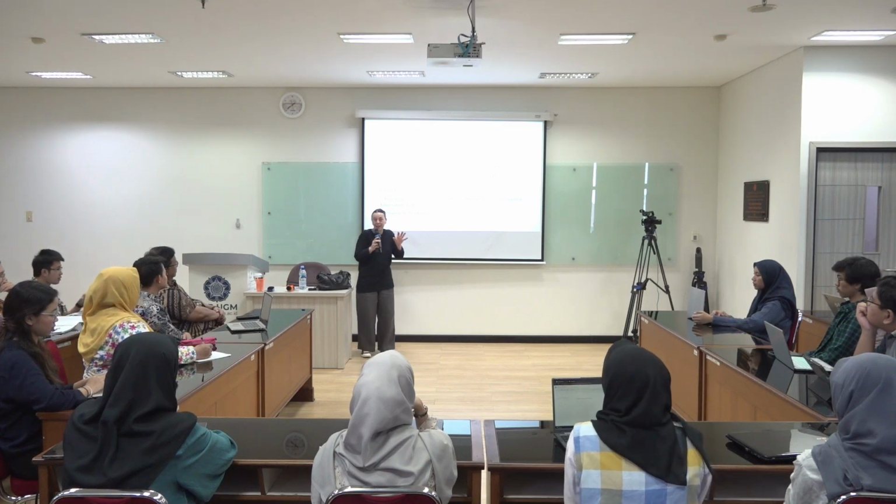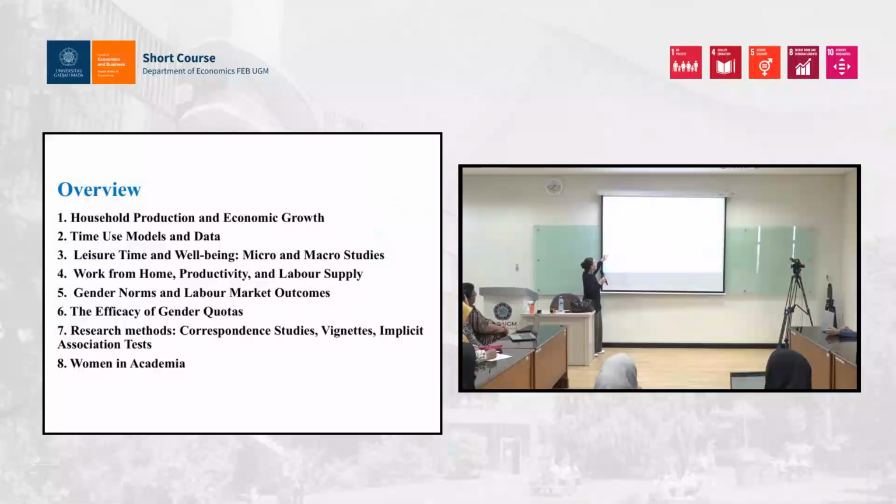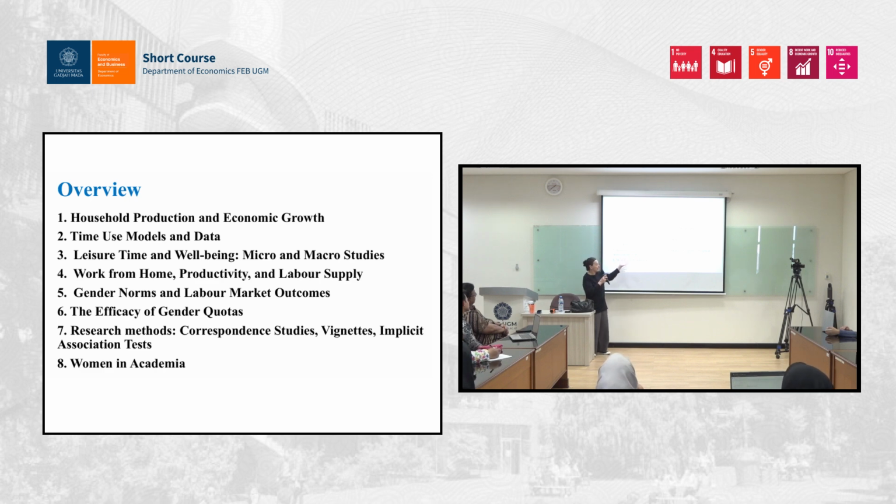Maybe we should help them, give some quotas, reserve some positions for women. And then lecture 7, next week, is going to be methodological. So new methods, which are called correspondence studies, answering vignettes, and implicit association tests. These are research methods in the social sciences. They were developed by psychologists and have been used by economists, sociologists, and so forth, and are very, very nice methods for behavioral economics research.